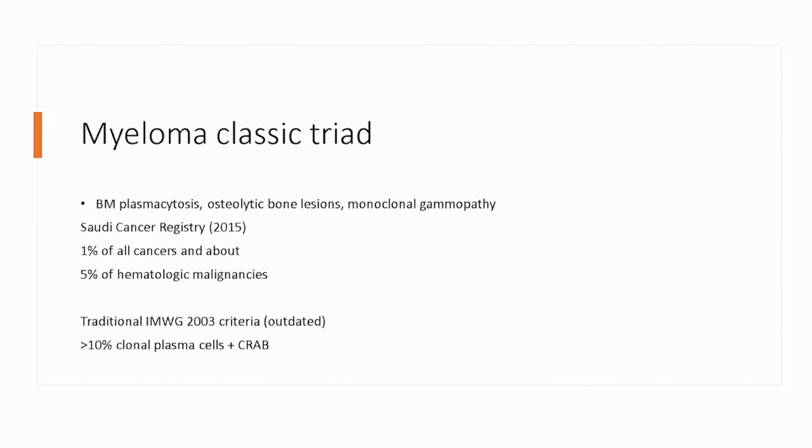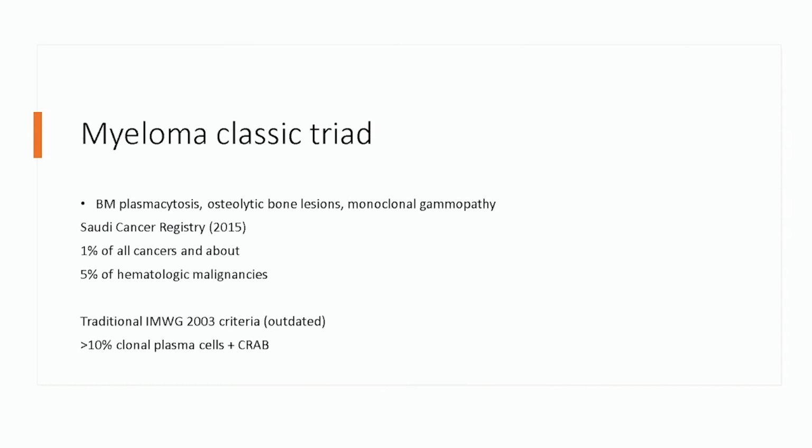It's kind of unique in its presentation, where it presents with bone marrow plasmacytosis, osteolytic bone lesions, and monoclonal gammopathy, or M protein. It's not a very common disease. It accounts for 1% of all cancers, and this is actually coming from the Saudi Cancer Registry in 2015, where it accounts for 5% of hematolymphoid malignancies in the kingdom. It has a rate of about 10 to 20%, depending on the reference you read, for the international or the global rate of myeloma compared to hematolymphoid malignancies.